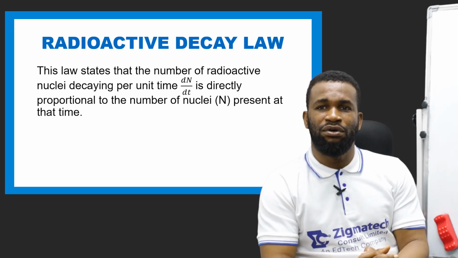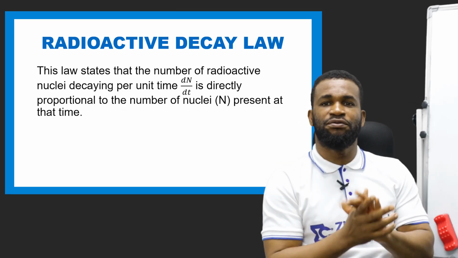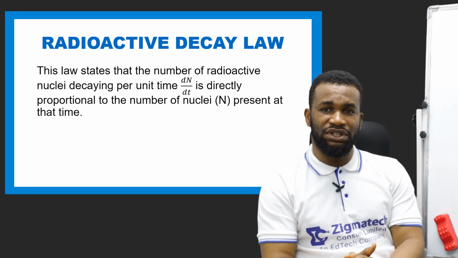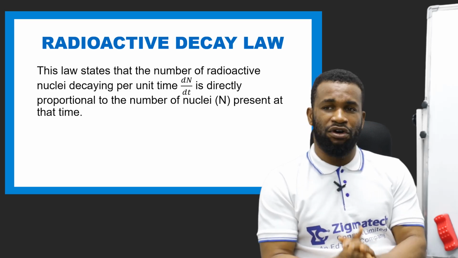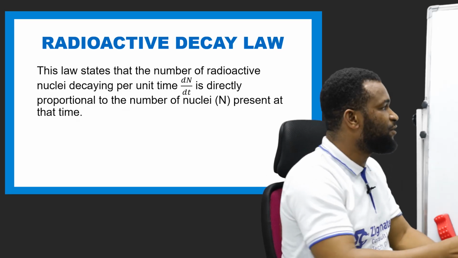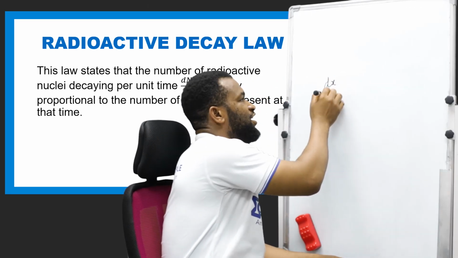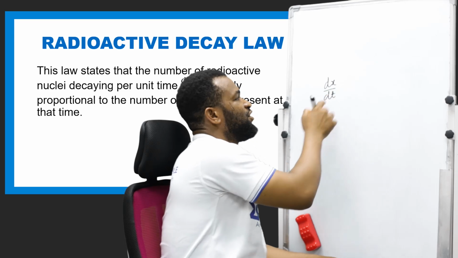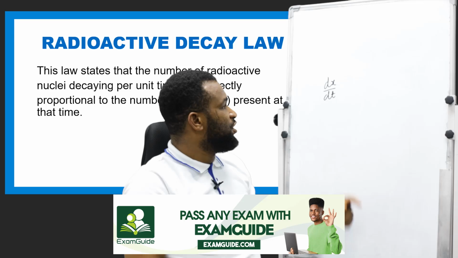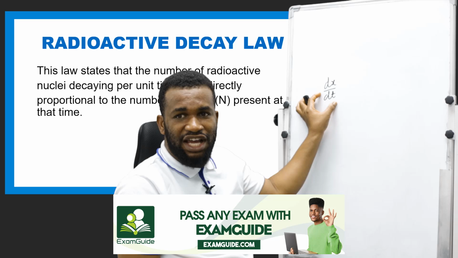Therefore, radioactive law. We have to first of all understand the radioactive law, which will be the basis for our calculation. This law says that the number of radioactive nuclei decaying per time. Whenever in mathematics we use d of a variable over dt, it is talking about the change in a particular quantity with respect to change in time.